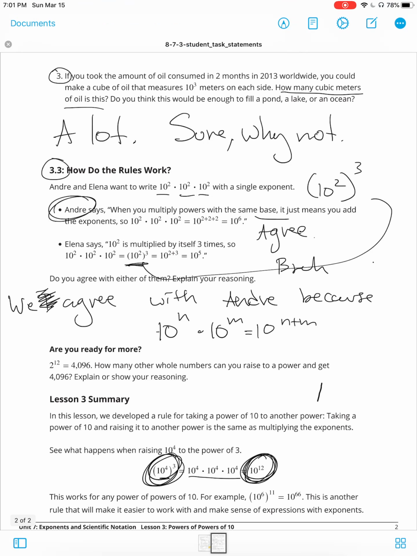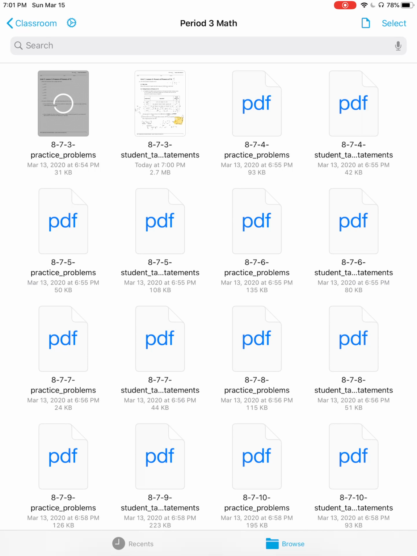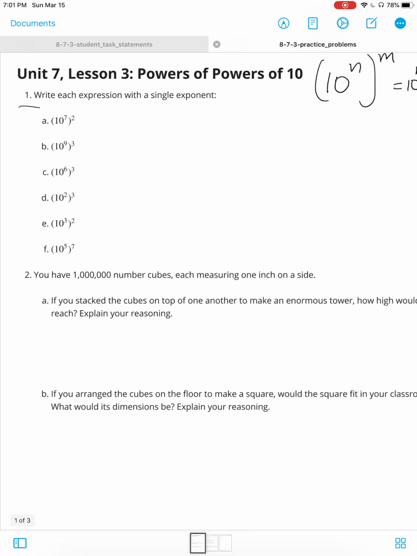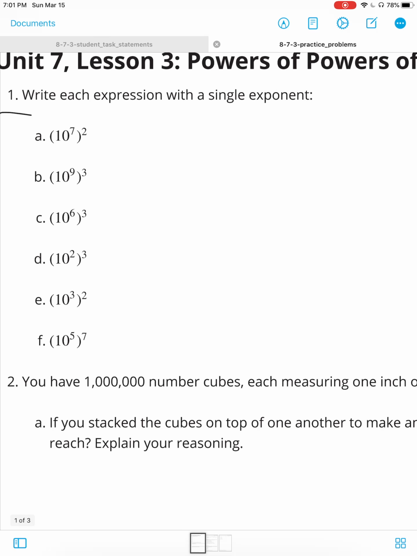I wasn't planning on doing this, but let's look at the homework. Write each expression with a single exponent. Just to remind us, I'm going to write this little rule up here so we remember. We can multiply these. 10 to the 7th squared. Well, what's 7 times 2? 14.